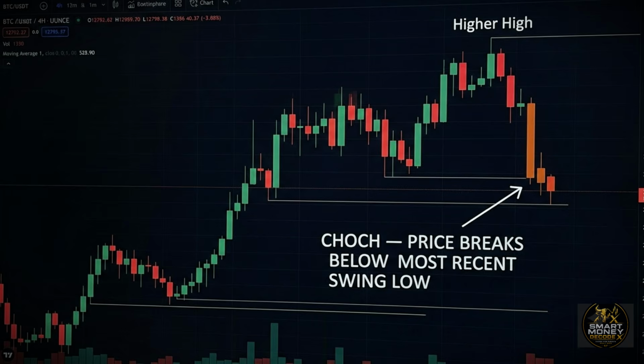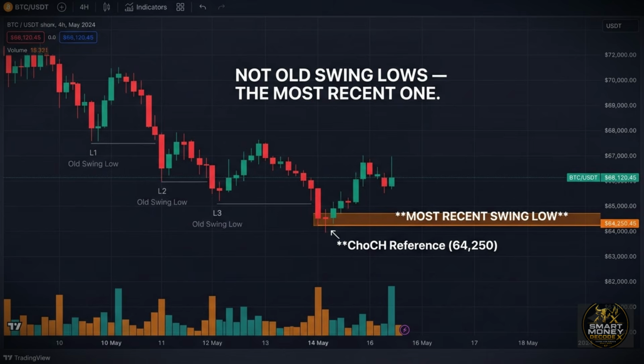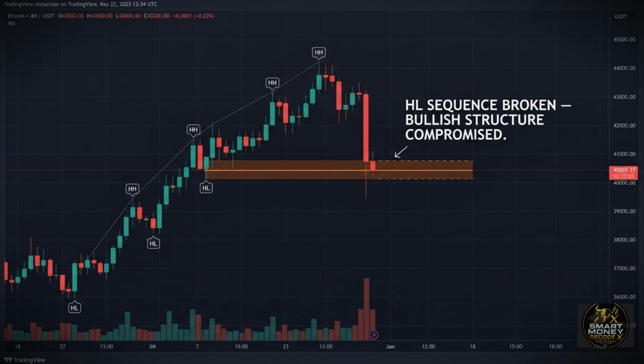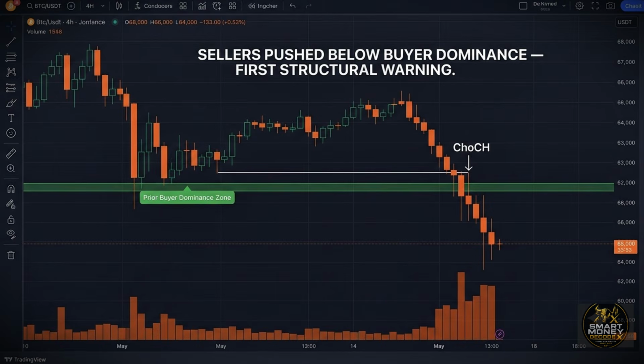A change of character in a bullish trend occurs when price breaks below the most recent swing low. Not a swing low from long ago. The most recent one, the one that was formed as part of the most recent higher low. When price closes below that level, it has broken the sequence of higher lows that defined the bullish structure. The market has just shown you that sellers pushed price lower than the most recent level where buyers were dominant.